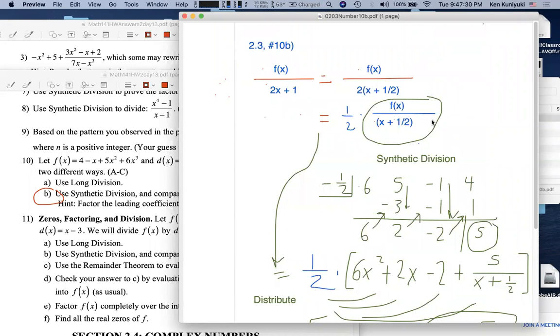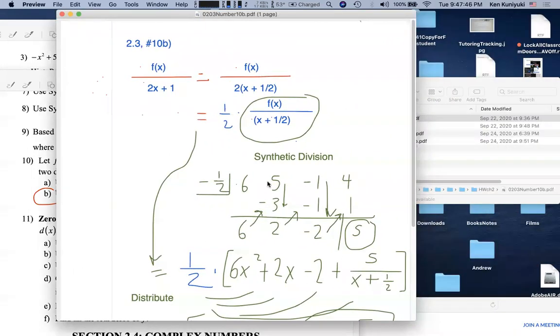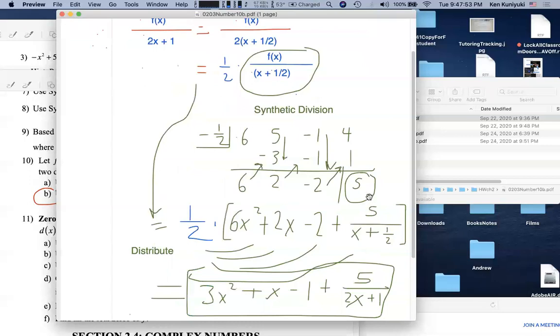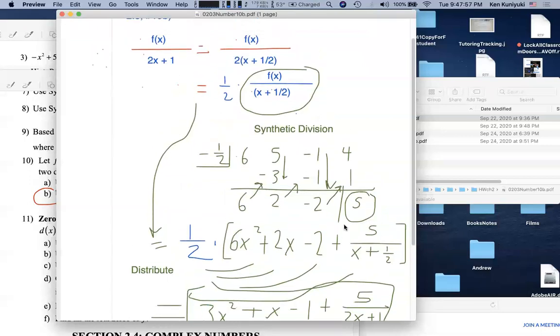Instead, what I did is, for the d of x, I factored it out. So it was 2 and then open parentheses x plus 1/2. And so I plugged in a negative 1/2 into synthetic division, and then all the numbers I got out of that, I just halved, except for the remainder. So I'm explaining. You're right, and you're wondering why it's correct.